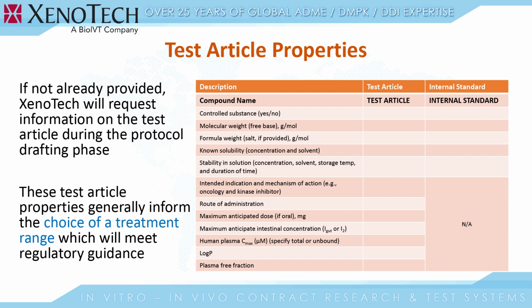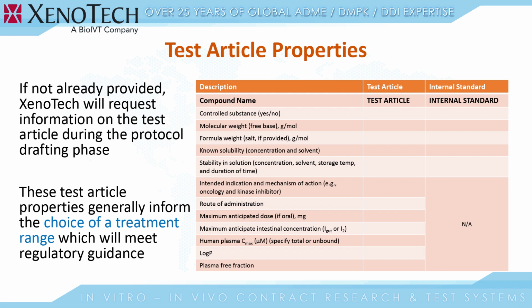So very early on in the process, by the time that the statement of work has been signed, if we don't have any information about the test article properties, program design at Sekisui XenoTech is going to send a table that looks very similar to the one here on this slide, and we're going to request compound information. The properties on this table are generally going to inform the choice of the treatment range, so what concentrations we run in the study that's going to meet the regulatory guidance.